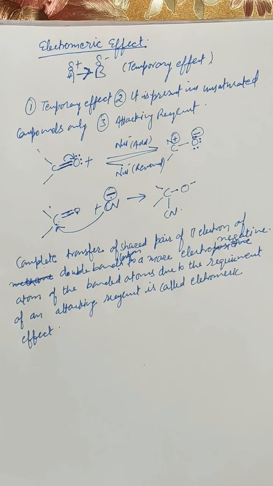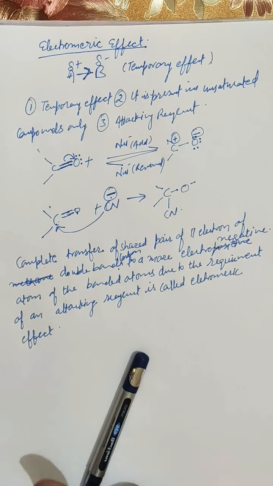So today we will start with the electromagnetic effect. Yesterday I told you about the inductive effect and its applications, how the various things are denoted. The electromagnetic effect is almost similar to the inductive effect. That is, there is also transference of electrons as in the inductive effect. But there is a slight difference: the electromagnetic effect is a temporary effect as compared to the inductive effect.